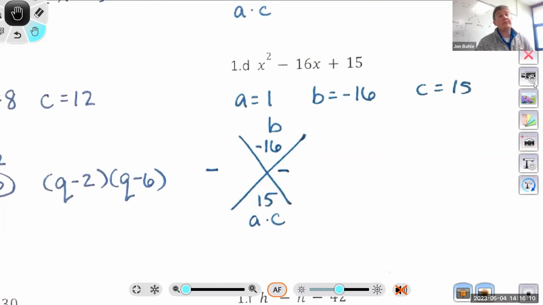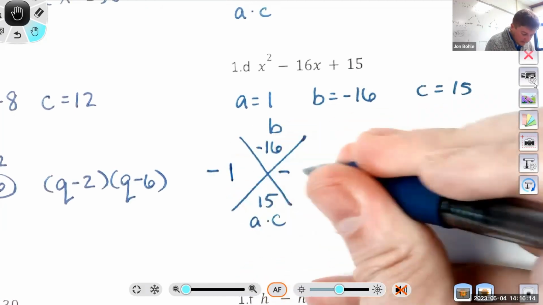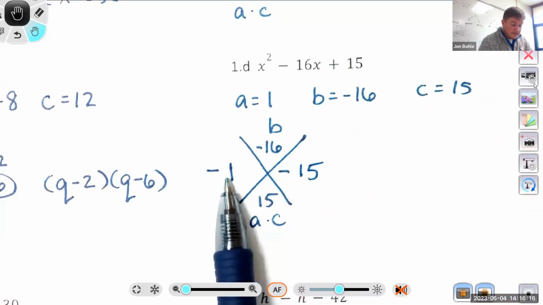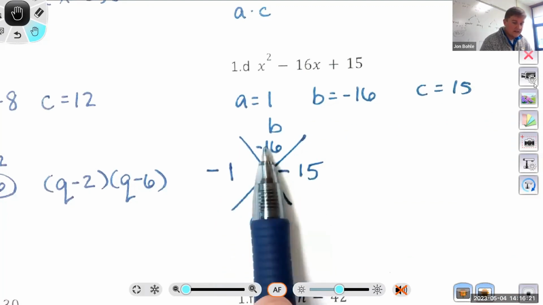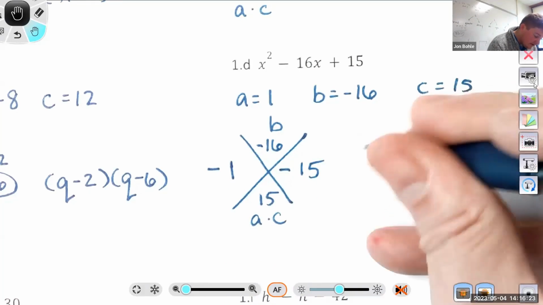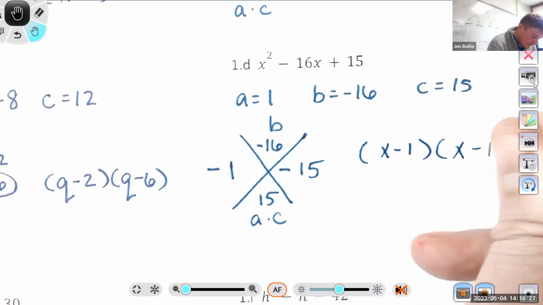And so to find those numbers, you might have to list them off, but guess what? It's the first one, 1 and 15. Negative 1 times negative 15 is positive 15. Negative 1 plus negative 15 is negative 16. So this factors into x minus 1 times x minus 15.